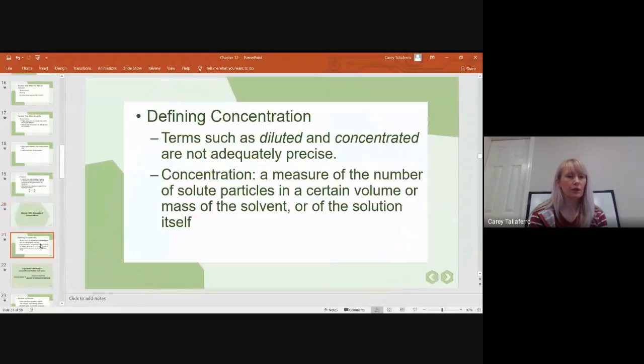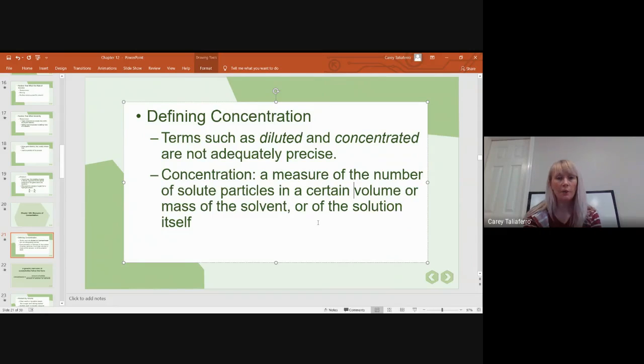So when we look at the idea of concentration, sometimes you'll hear the words diluted and concentrated, just in everyday vocabulary. And that doesn't really give us an idea of what kind of solution we're really dealing with. If you dilute something, usually what you mean is you add more water to it. And that generally is true, although water isn't always the solvent that's being used.